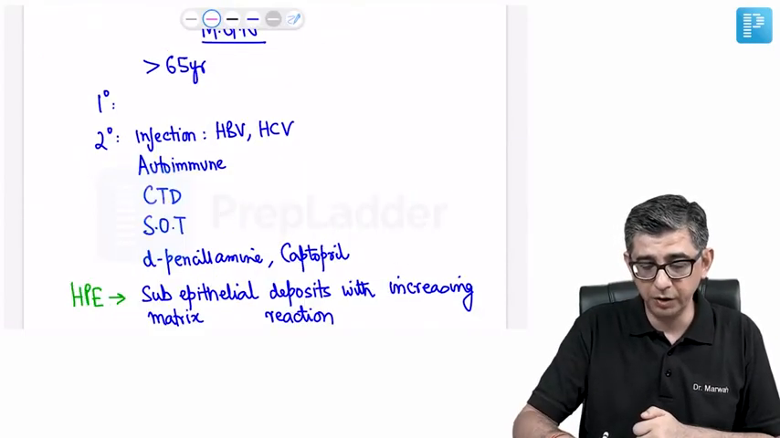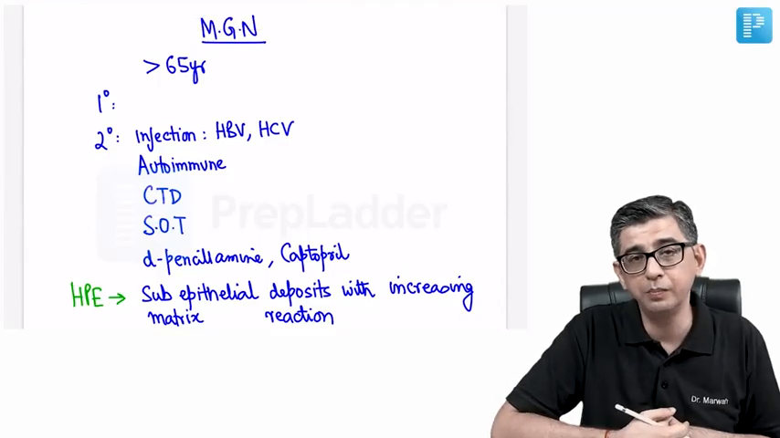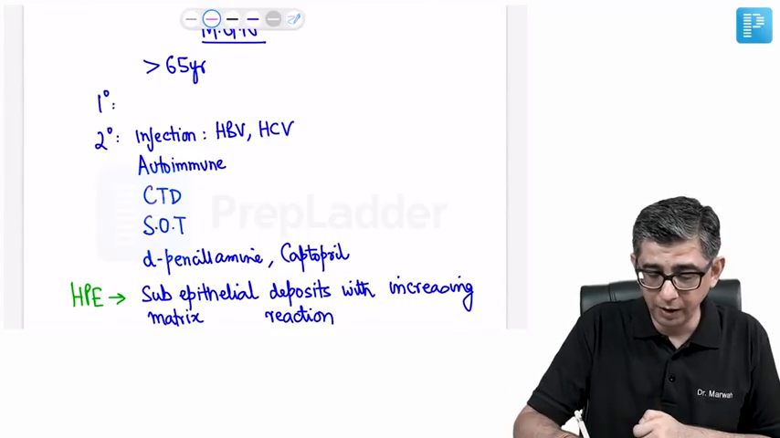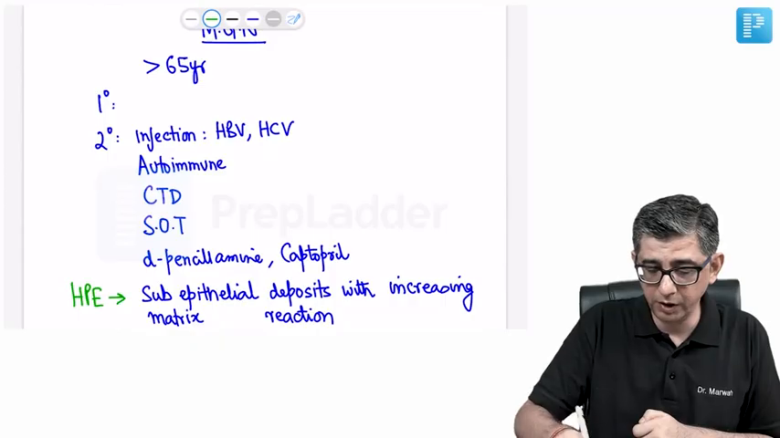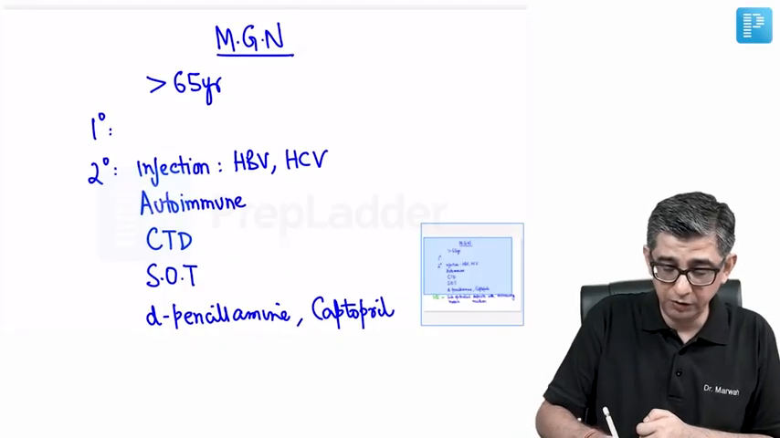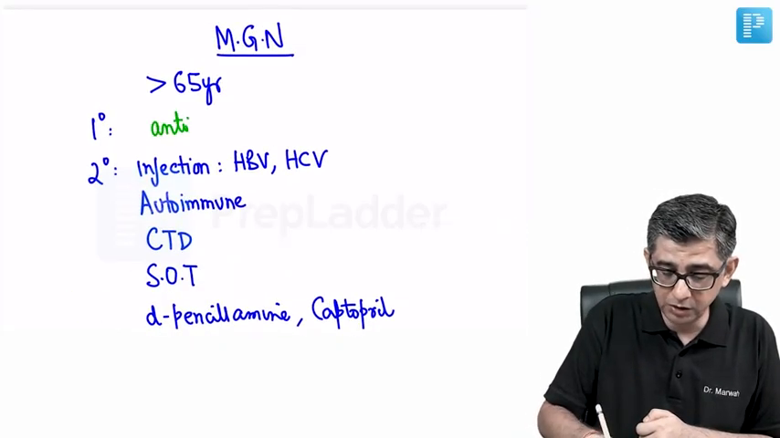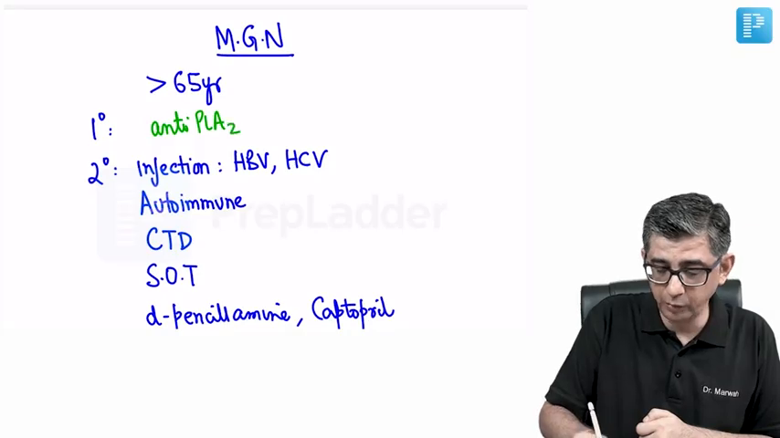Now we will compare this information with that of MGN, that is membranous glomerulopathy. And my first job would be to tell you regarding when it comes to MGN in a person, if he says primary, then don't answer idiopathic, you will answer antibody.